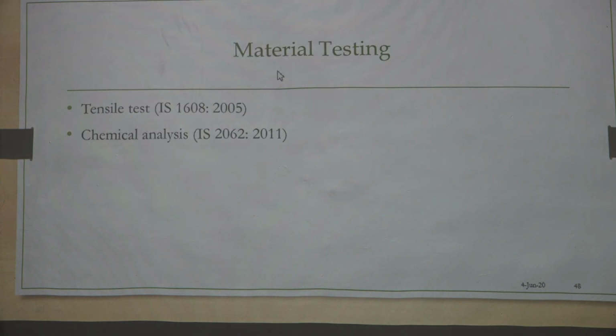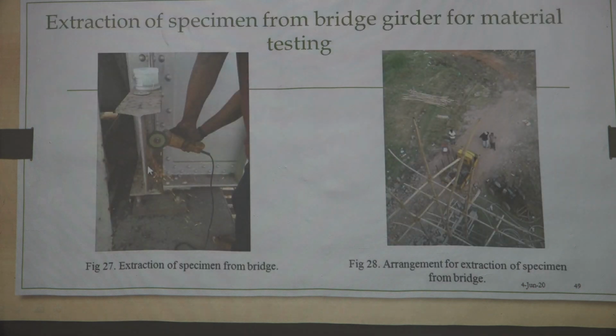We have also carried out some important material tests as per the permission of the railway. We have carried out the tension test as well as the chemical analysis of the material. We extracted some specimens from the actual bridge girder.